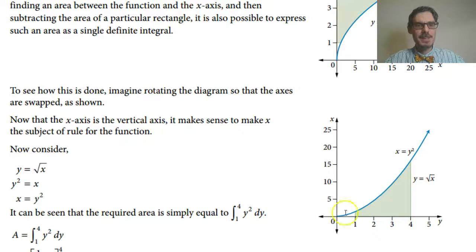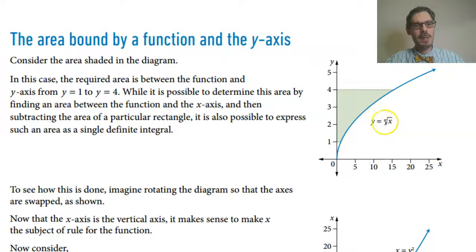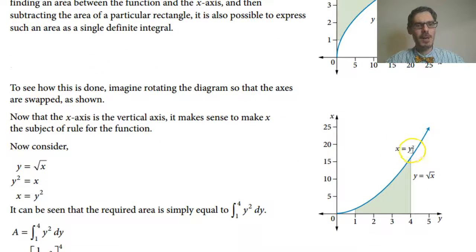If I swap the axes, I did have, hold on, let me go back and show you. I did have y equals the square root of x. So now I've got x is y squared. So now I'm looking for this area, which would be an integral with respect to y. Integral of y squared, my x value, with respect to y.